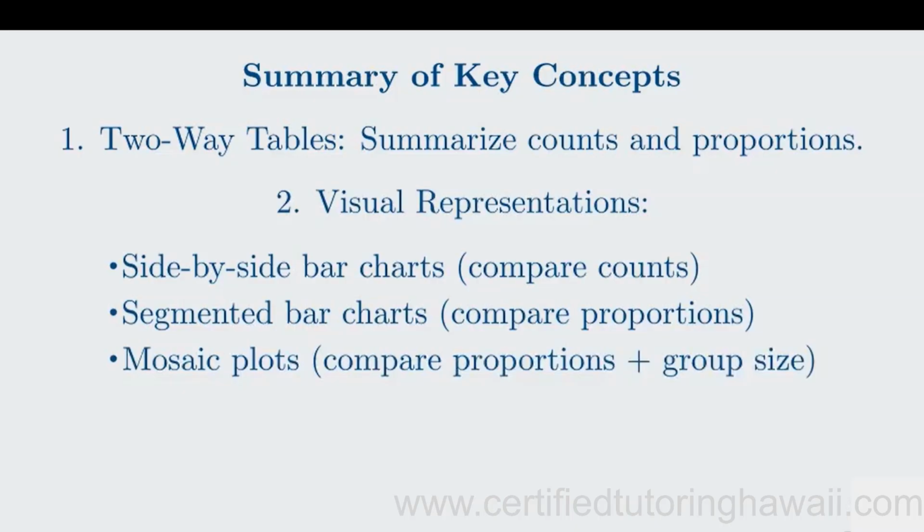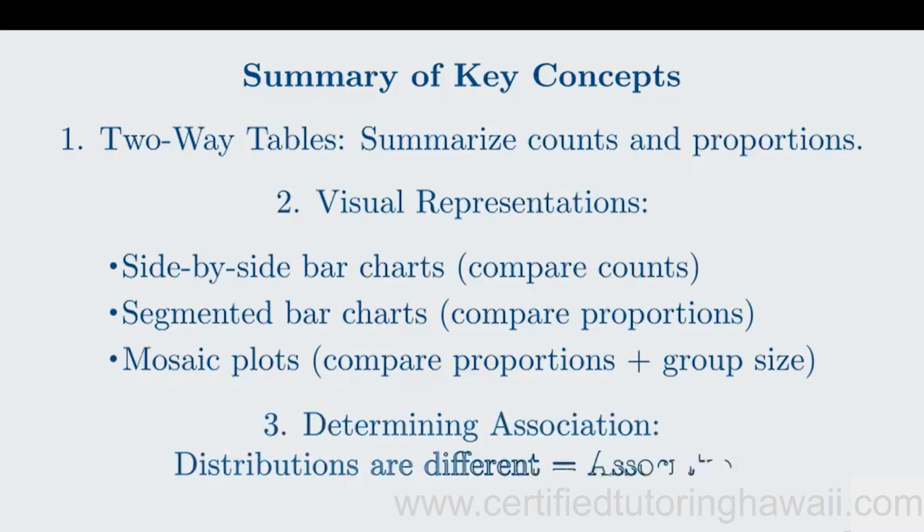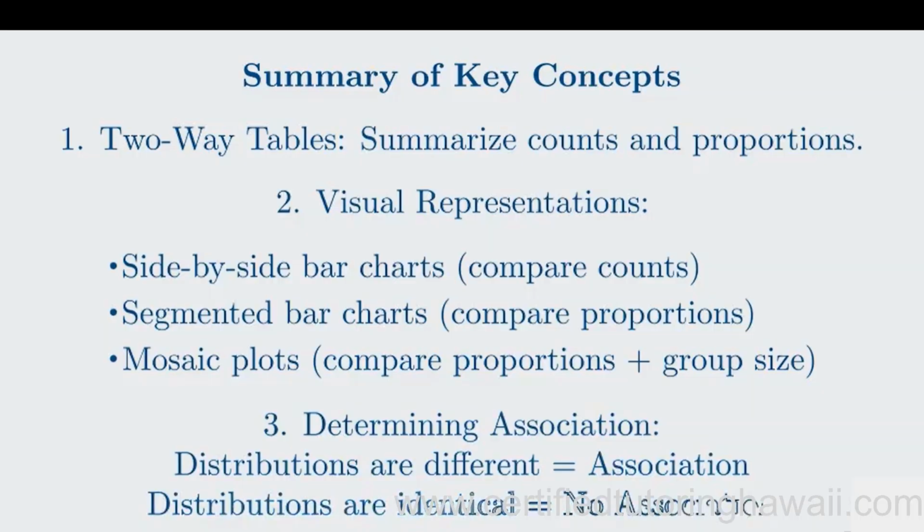The side-by-side chart is best for looking at raw frequencies, while the segmented and mosaic plots are superior for comparing the distribution of one variable across levels of another. Remember, the presence of an association means that knowing which group an individual belongs to gives you information about their likely outcome in the other variable.